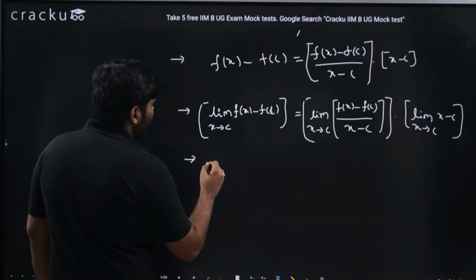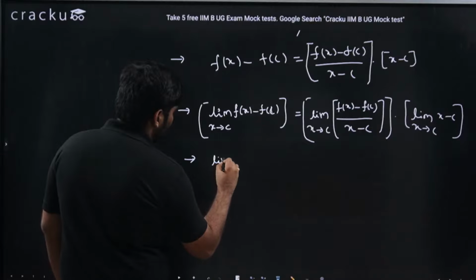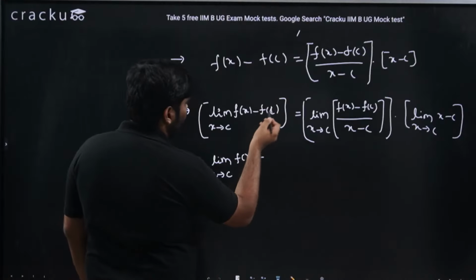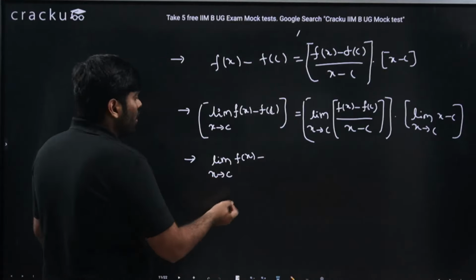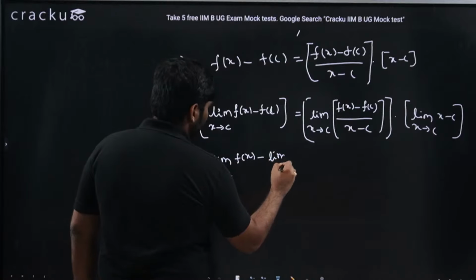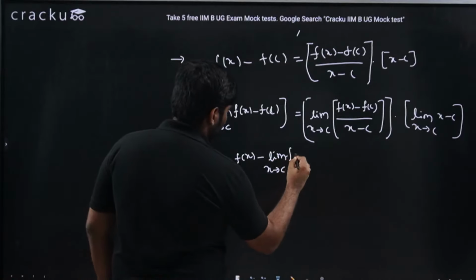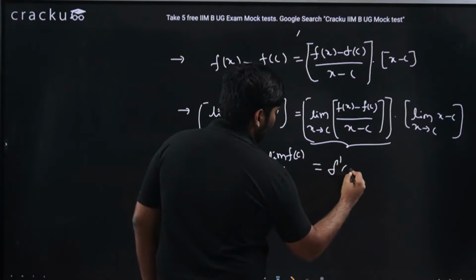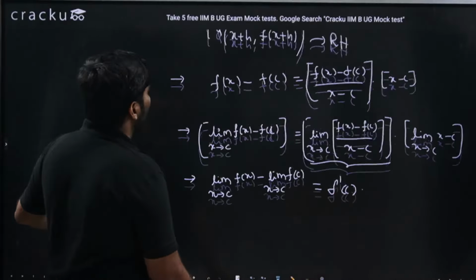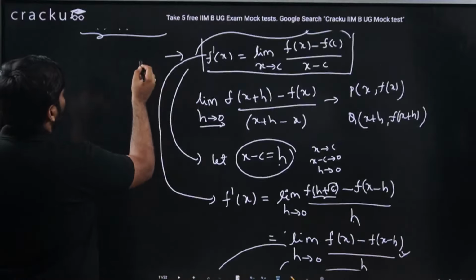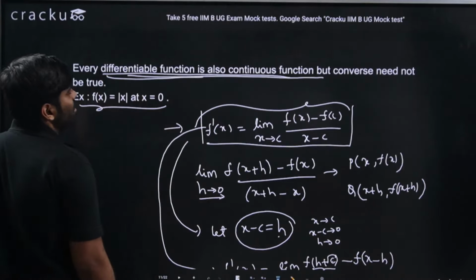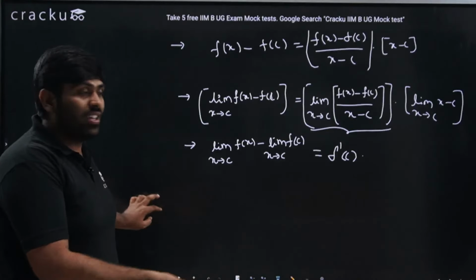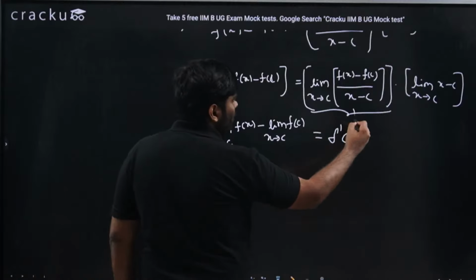This implies, what is limit x tends to c f of x? Limit x tends to c f of x minus f of c, using the algebraic property of subtraction, just taking both limits, limit x tending to c f of c. What is this value? This is f dash of c, because it is given in the statement that a differentiable function is also continuous. We are already told that the function is differentiable, so this value should be f dash of c.